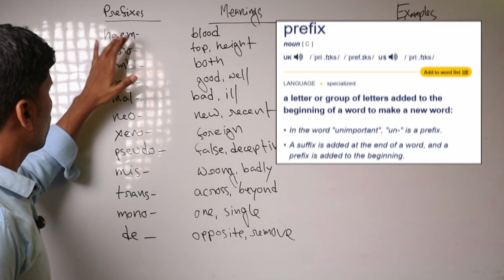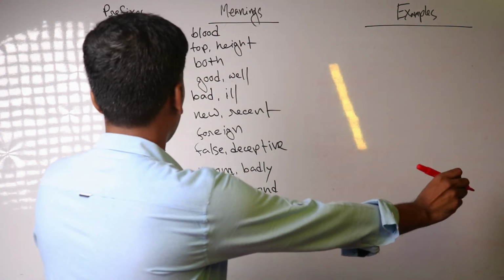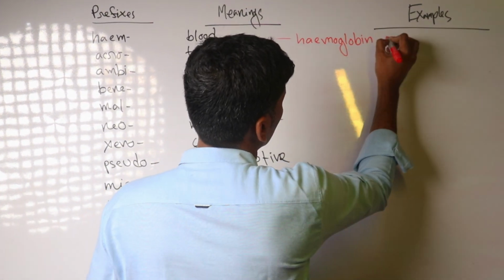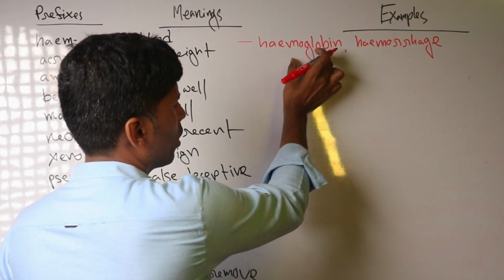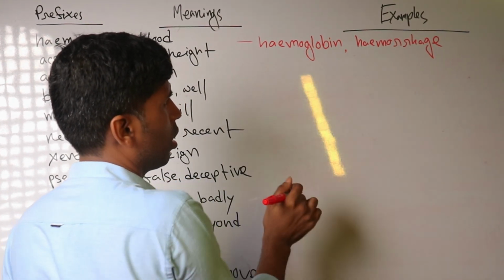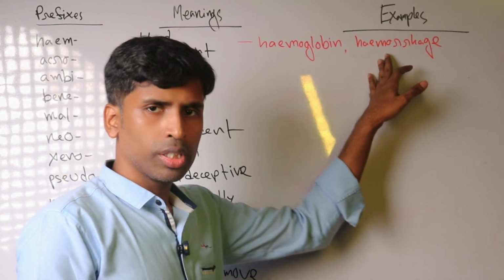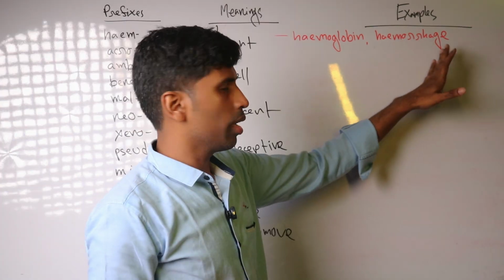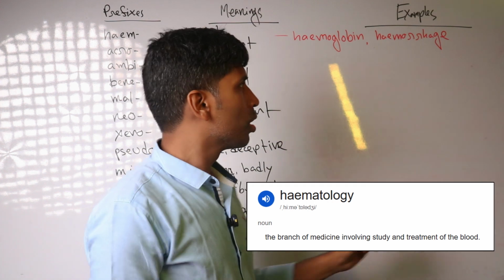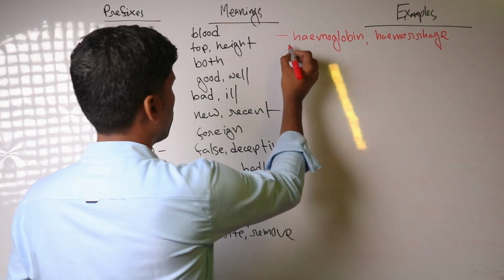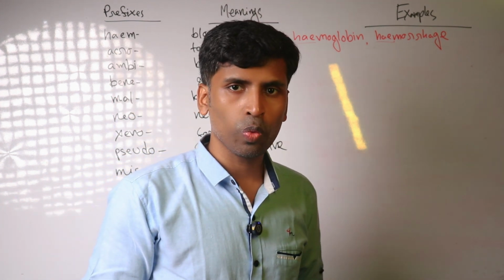So the first one is haem. It means blood. So let's look at some examples. Hemoglobin, this is a protein in the blood that carries oxygen. And haemorrhage. Haemorrhage is excessive bleeding. And another example would be hematology, the study of blood. Okay, so just by looking at these, you know that this word has something to do with blood.